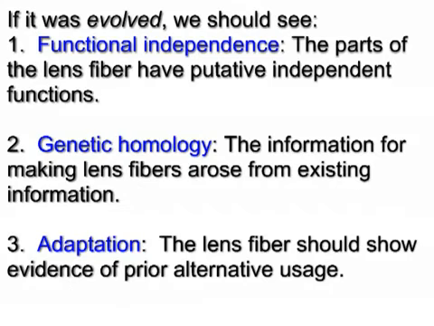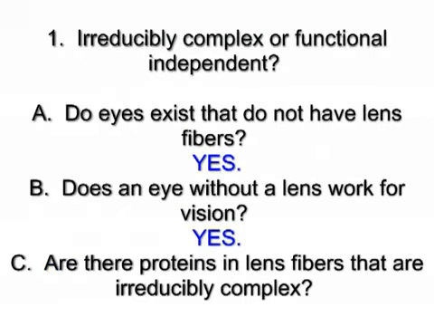If it was evolved, we should see functional independence. The parts of the lens fiber have putative independent functions. Genetic homology. The information for making lens fibers must have arisen from existing information. Adaptation. The lens fiber should show evidence of prior alternative usage. So, is it irreducibly complex or is it functionally independent?